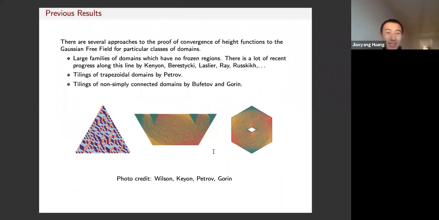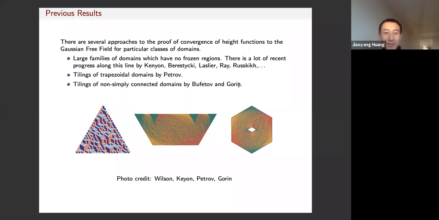So let me quickly go through some previous results about this conjecture and tell you what we know so far. First, for many domains like this triangle domain, as you can see from this simulation, it does not have a frozen region. It only has a liquid region. For domains like this, we know that the fluctuation converges to the Gaussian free field. And there is a lot of recent progress in this direction developed by those people.